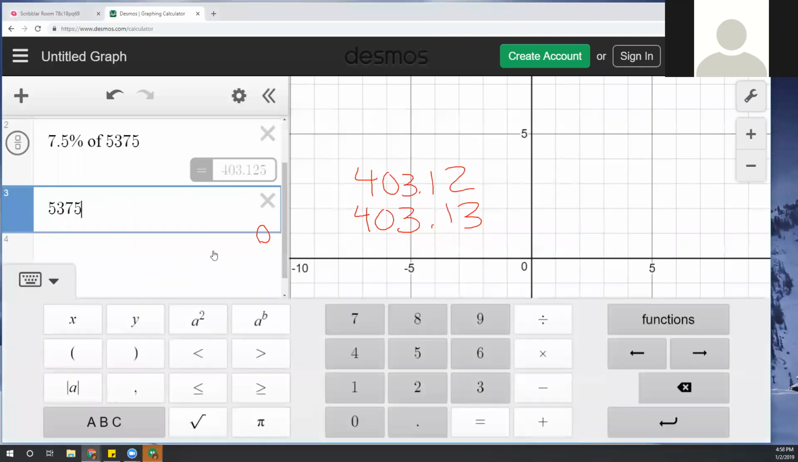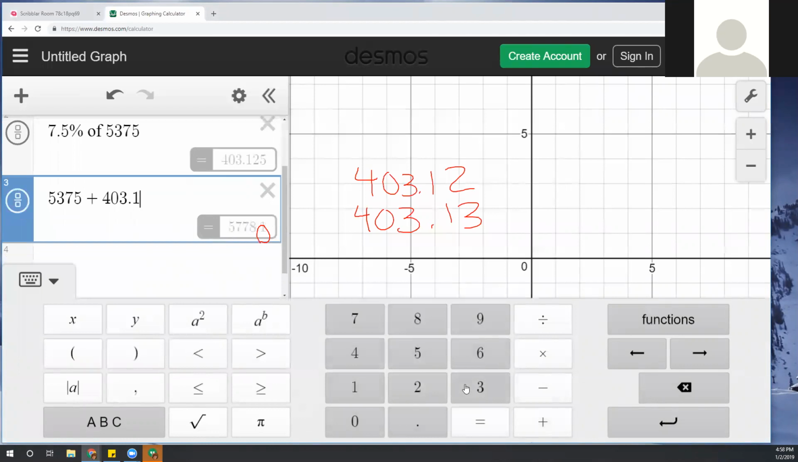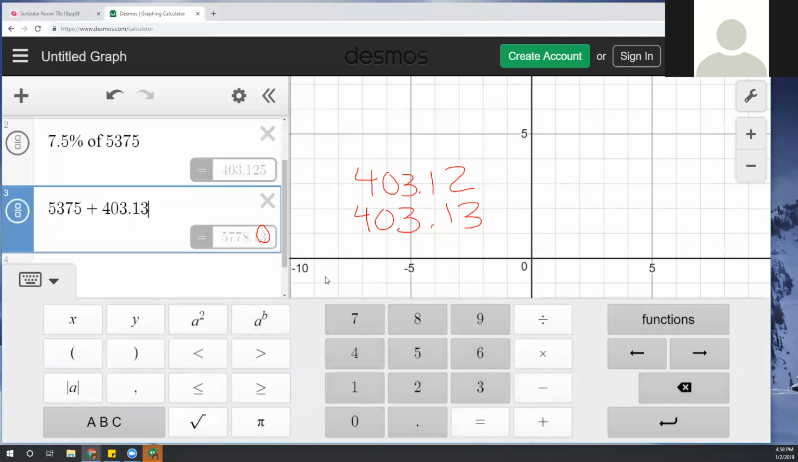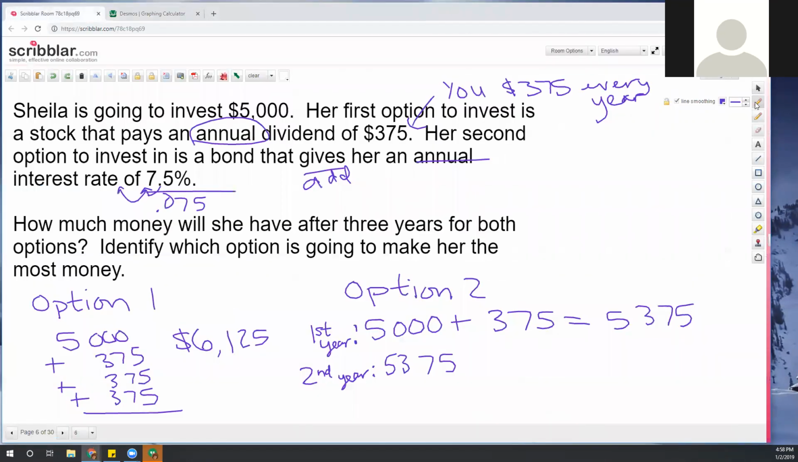I'm going to add them before we go back, just because we're on our calculator. 5375 plus 403.13. Oops. And so I hit the equal sign sometimes because you're used to hitting equals on a calculator, and it took my answer away. Just backspace, say, oh, I messed up, erase that, and it'll show the answer. So 5778.13.